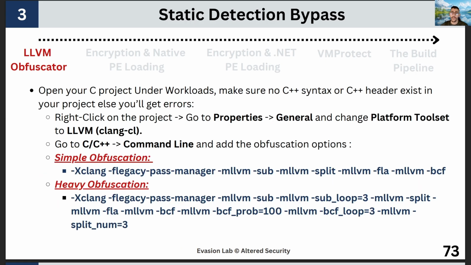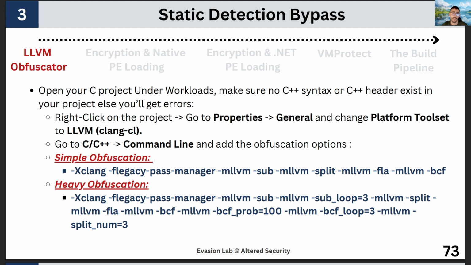After placing the OLLVM binaries in the correct directory, you need to configure Visual Studio to use them for compilation. Important things here: you have to ensure your project is pure C, as OLLVM only supports C. If your project contains C++ syntax or headers, you will get errors. So replace C++ headers like iostream with the stdio.h header. Avoid any C++ specific features such as classes, objects, and namespaces.